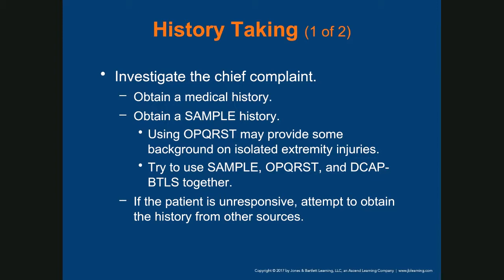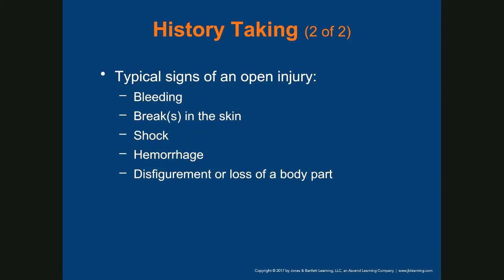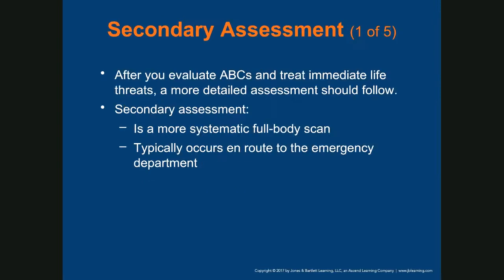If the patient is unresponsive, attempt to obtain the history from other sources. And once they are unresponsive, ensure that you check the pupils, you check the pulse ox, and you check the blood sugar. Now, typical signs of an open injury: bleeding, break in the skin, shock, hemorrhage, disfigurement, or loss of a body part. Now, once we have completed the history taking, the next phase will be the secondary assessment.